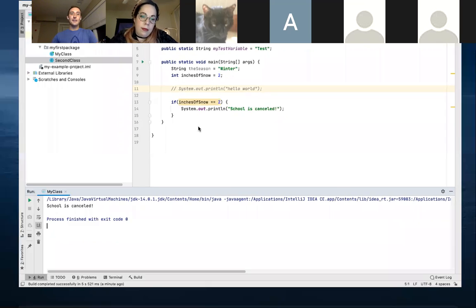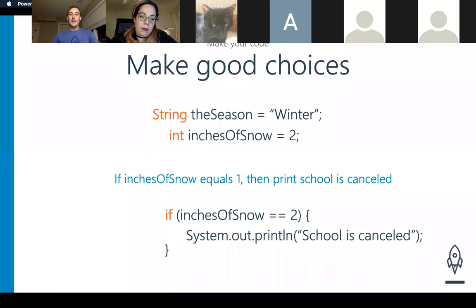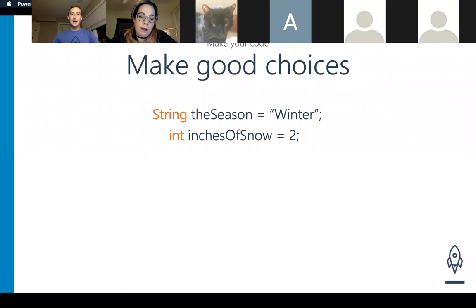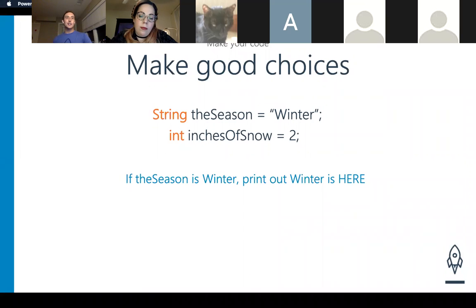All right, let's go back. That's our final example. We implemented that. But let's talk about something even more weird. If the season is winter, then print out winter is here. Anybody a Game of Thrones fan? Yeah, exactly. I saw a smile, Alexa. All right, so we're going to do an if statement here. If the season is winter, can someone tell me what this if statement would look like?